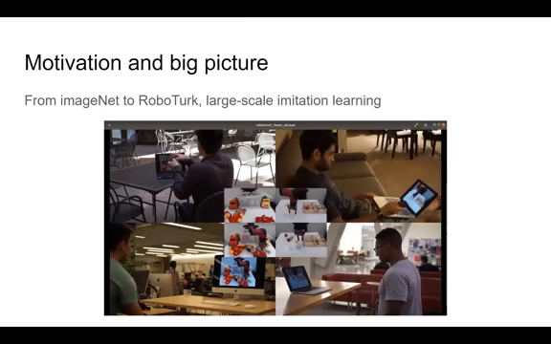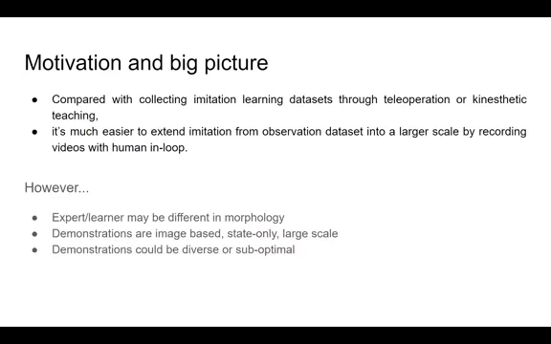Nowadays, the size of human-generated data, like images and videos, has grown exponentially. People can easily get access to this data through the internet, and they can also produce images and videos by themselves very easily. So compared with collecting imitation learning datasets through teleoperation or kinesthetic teaching, this way of producing videos and images is way easier, and it extends imitation learning to a larger scale by allowing learners to learn from these videos. But this also faces several challenges.